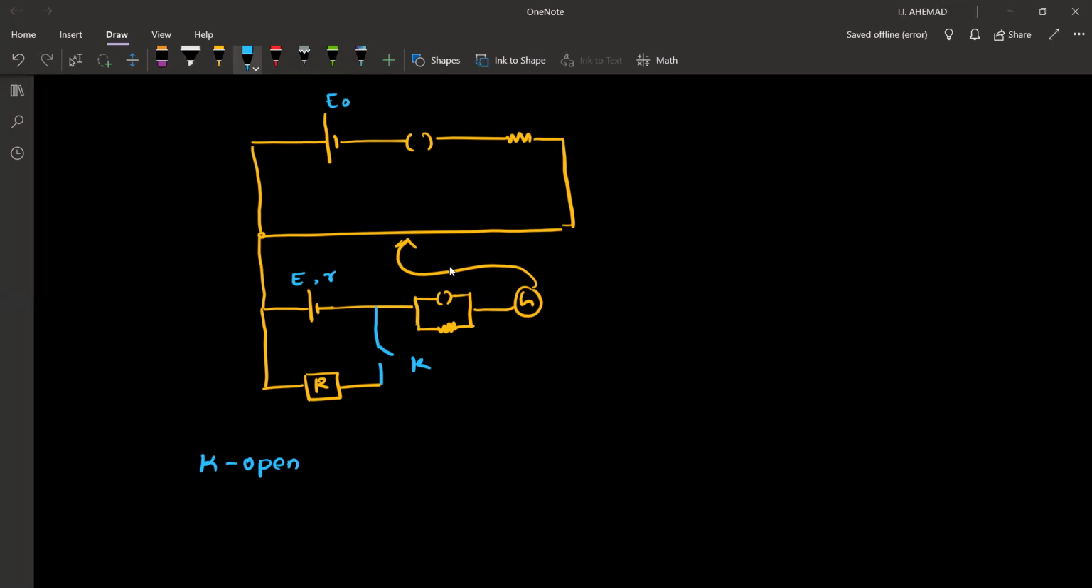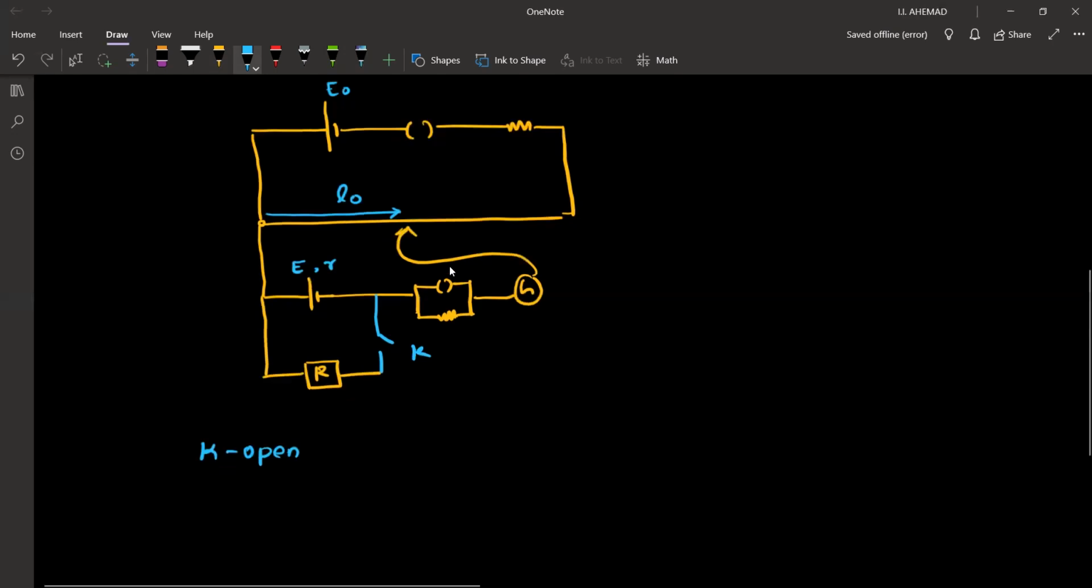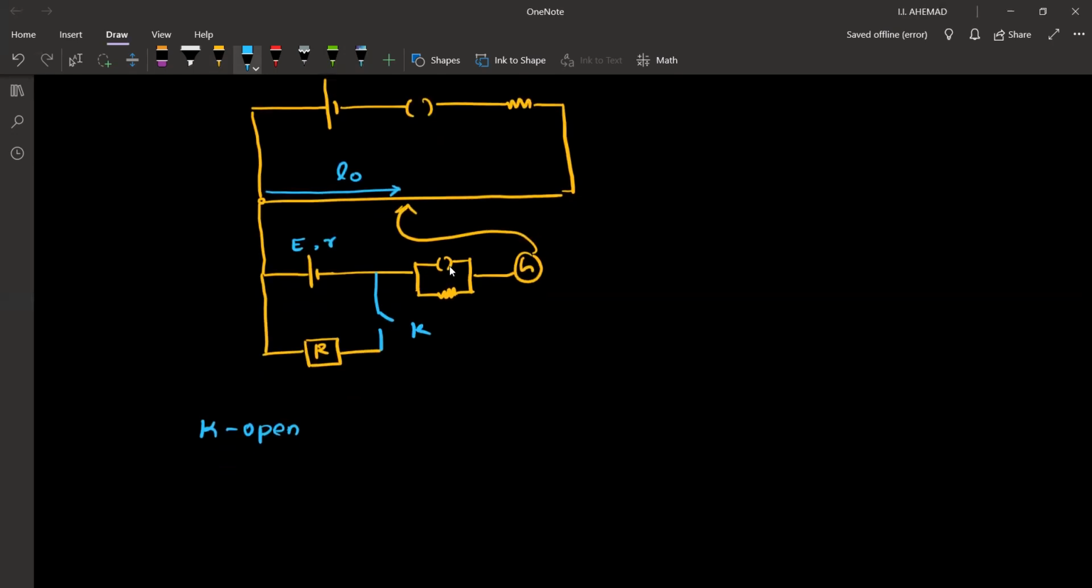Then you will get a balance length L naught, where the reading will be the EMF of the battery. So when K is open, we can write that E is equal to K L naught.